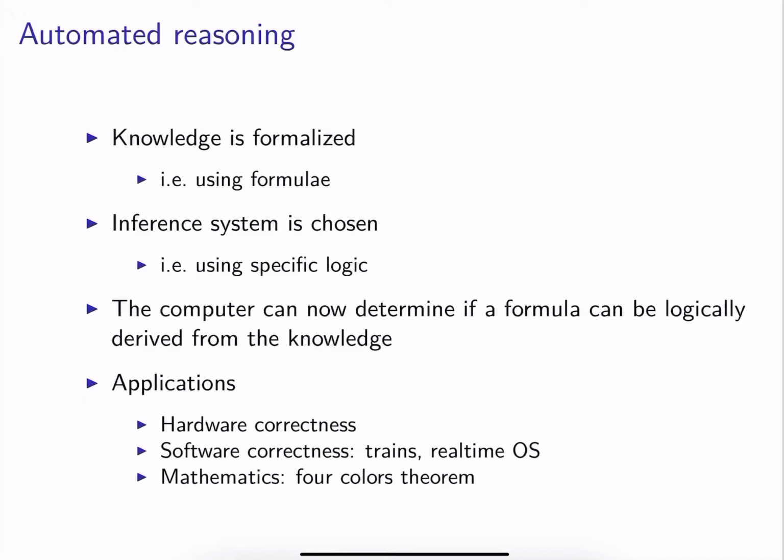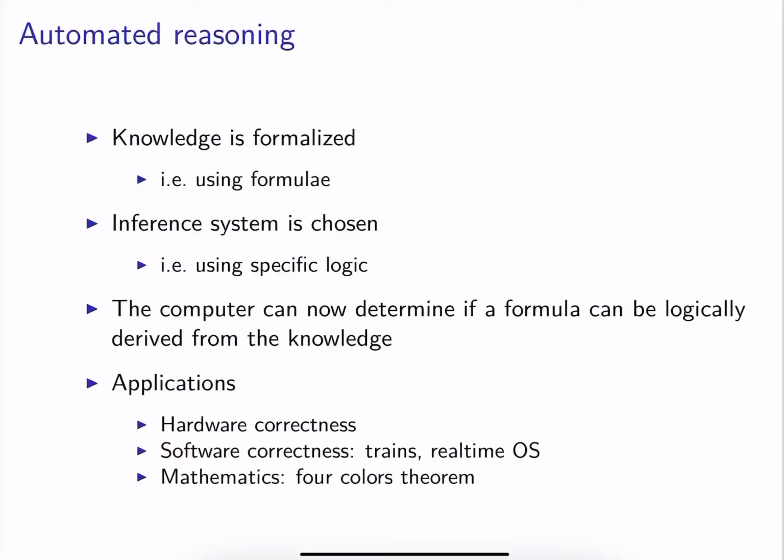We take another approach. We want to use automated reasoning, which is based on some knowledge, and this knowledge is formalized into formulae. Then we take a specific inference system, let's say propositional or first order logic, and now software can be written which can check if a new formula is logically derivable from the knowledge.